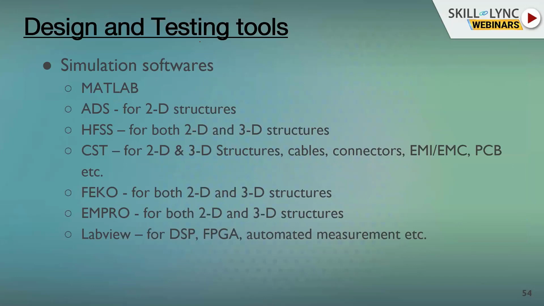Next, I think I am almost done. Design and testing tools: simulation software. There are two ways to do design. One is using an analytical approach, wherein you solve some mathematical equations for your antenna design, and then you can capture the performance of the antenna. But for many problems we cannot do that. So that's why we go for simulation tools. A number of simulation tools are available: MATLAB, ADS, HFSS, CST, FEKO, IE3D, LabVIEW, and many more.